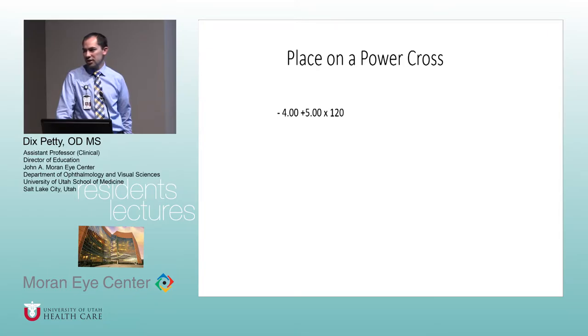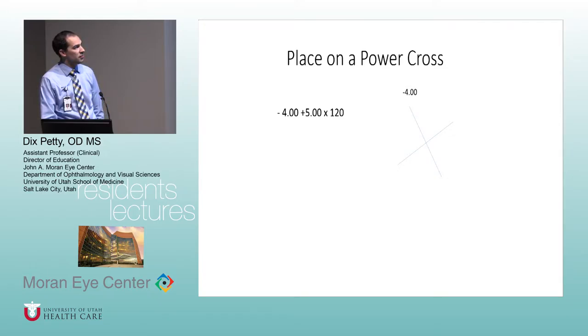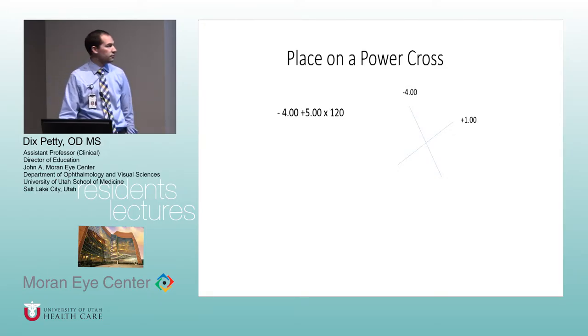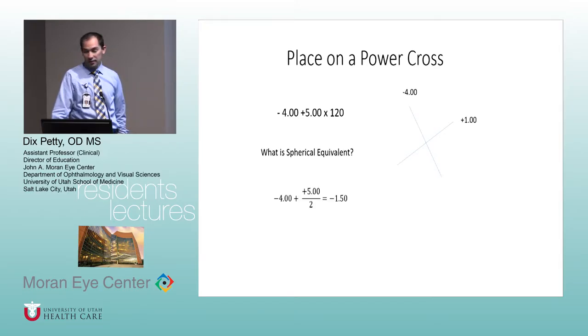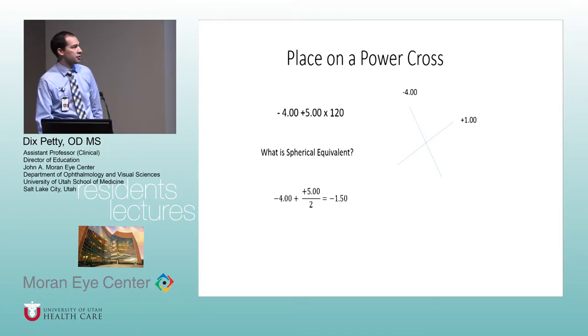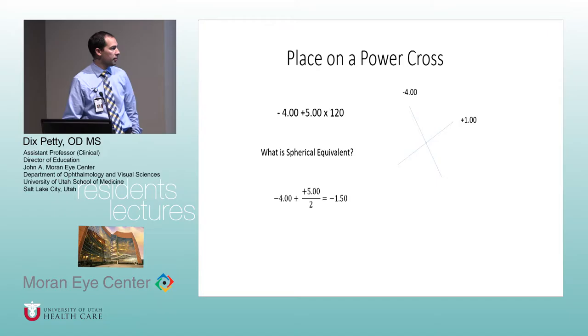And then what's our other axis going to be? 90 degrees away. 30. Plus one. Yeah, minus 4, plus 1, exactly. So next question, what is the spherical equivalent in this case? Yeah, awesome. Exactly, so it's just the sphere, this first number, plus half of the cylinder. Minus 150.